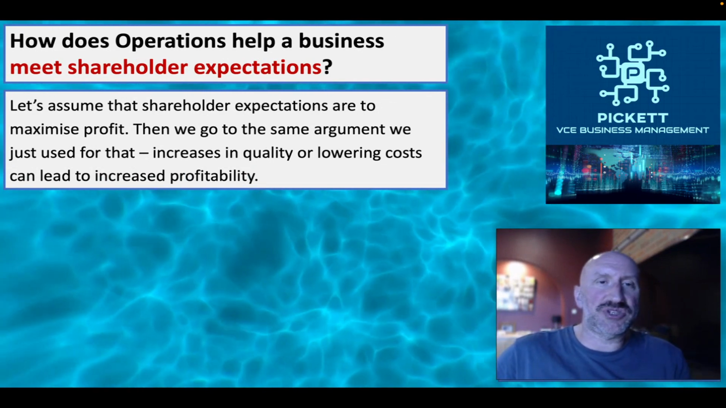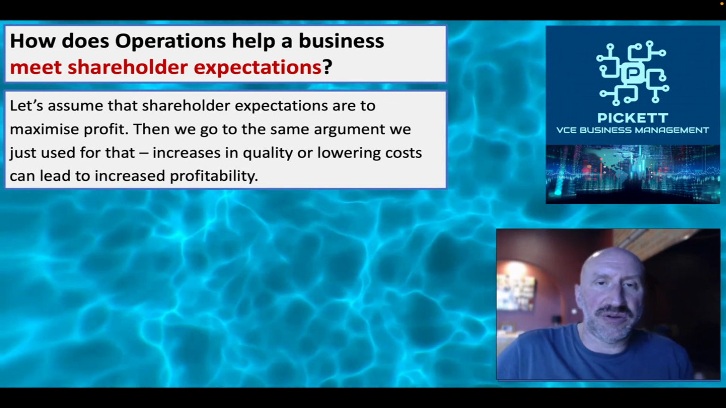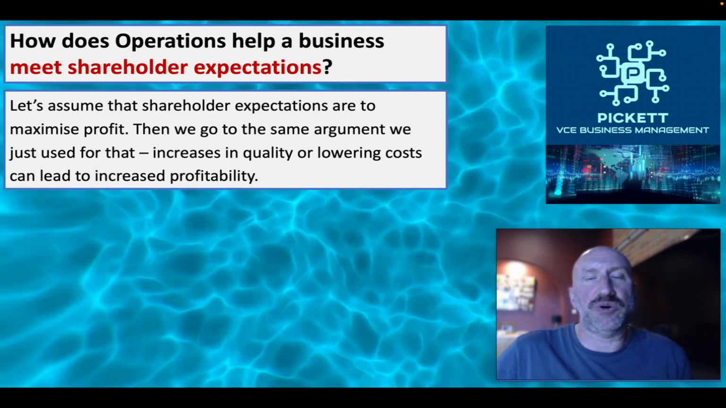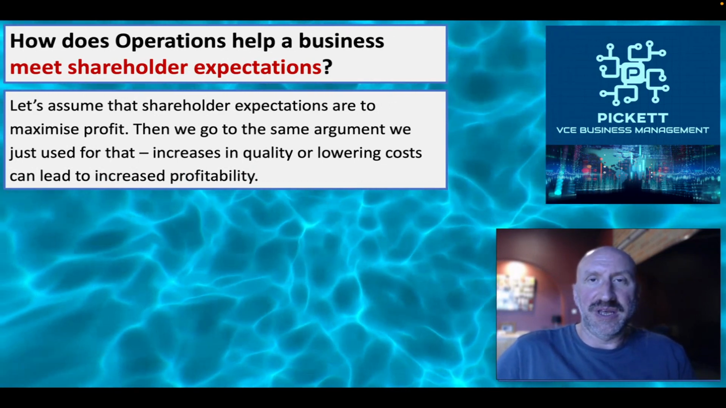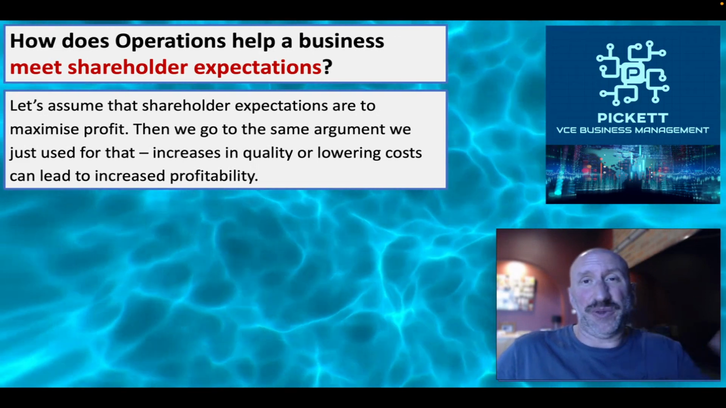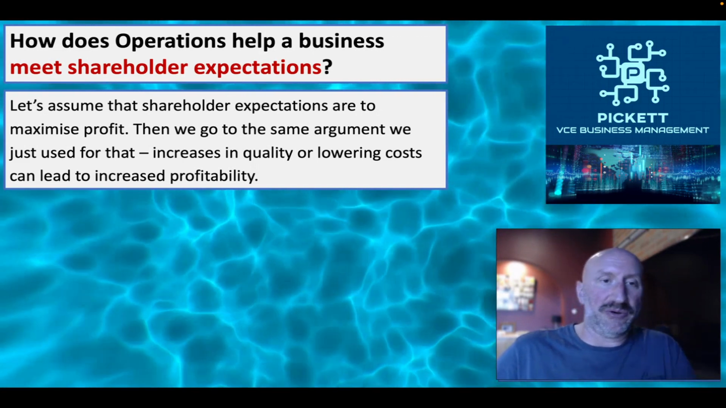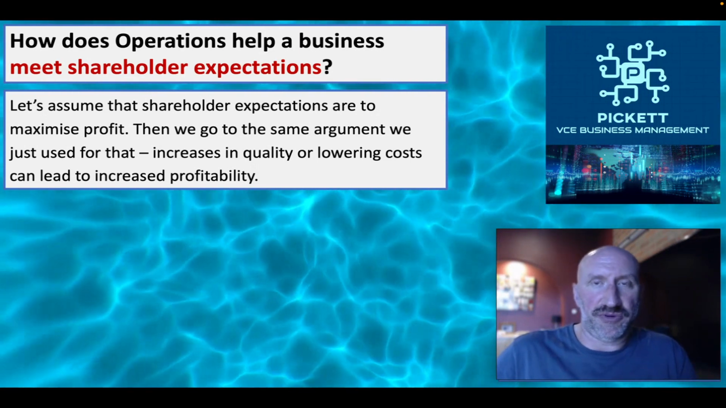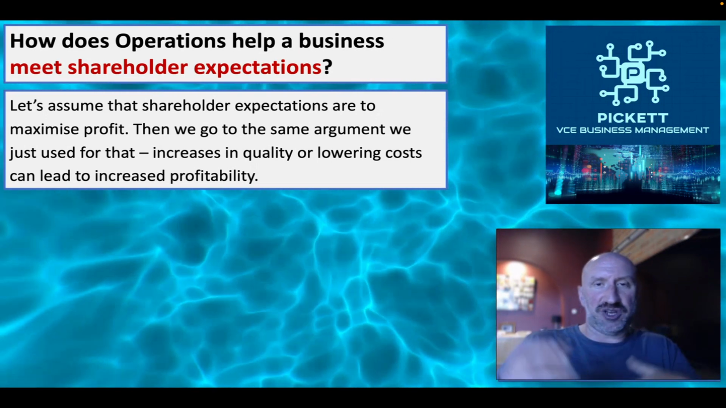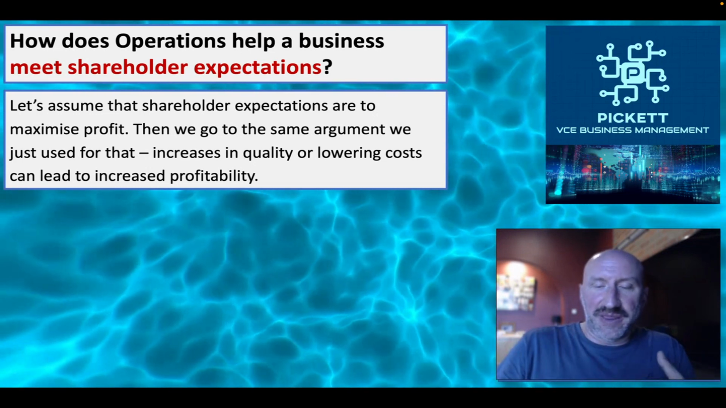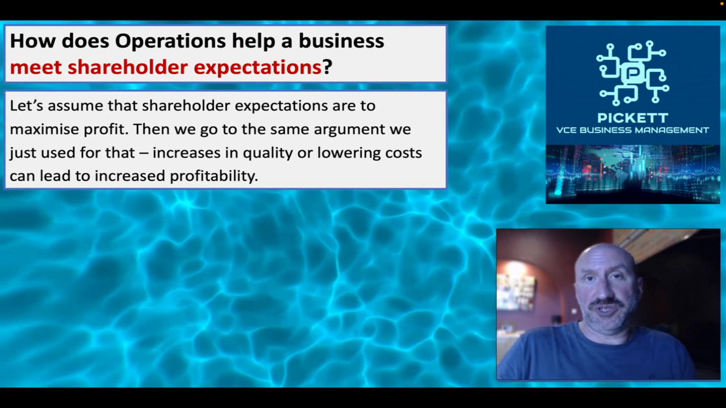Now let's make an assumption that shareholder expectations are to maximize profit, because that's generally what shareholders are looking for from the business that they've invested in. So therefore, we go back to the same argument we used for that. Increasing quality or lowering costs leads to increased profitability. We just go back to the profit one because that is a basic fundamental shareholder expectation.